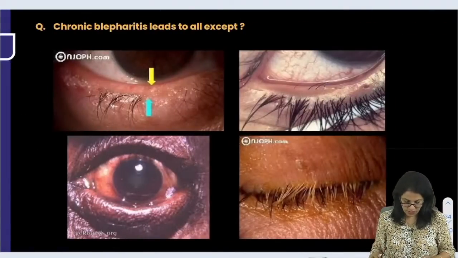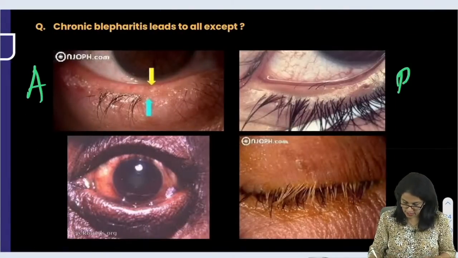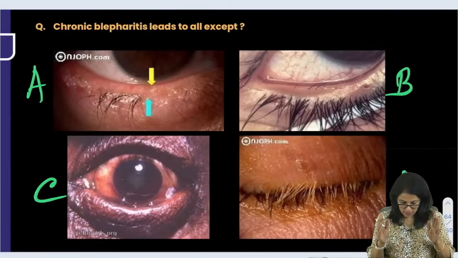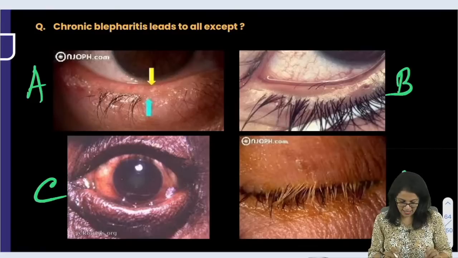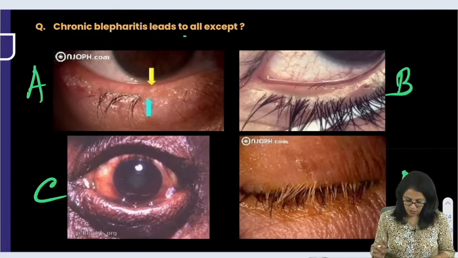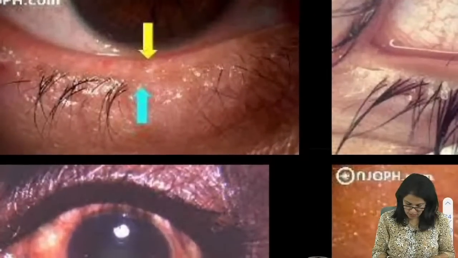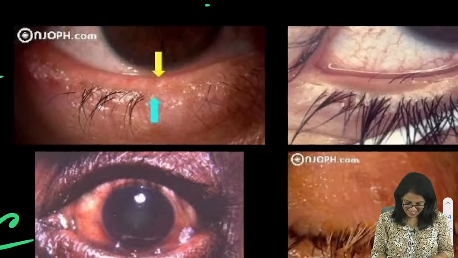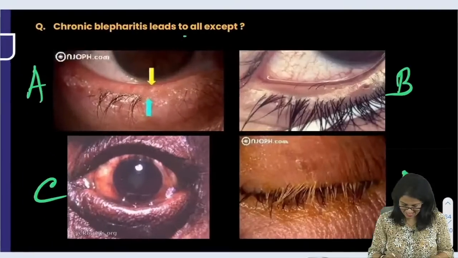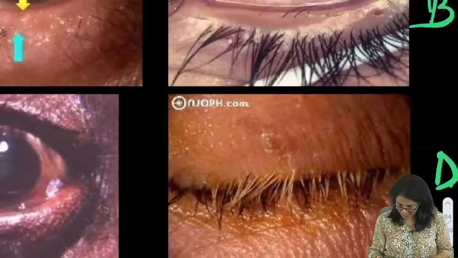Come to this one question. Again I put here, this is A, this is B, this is C, this is D. All of you, look seriously, what are we looking at? Chronic blepharitis leads to all except. Chronic blepharitis leads to all except. What is this? What is A? Look carefully, what is A? The two arrows. And what is C? And what is this, D?